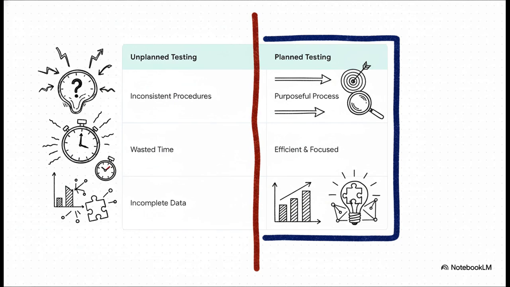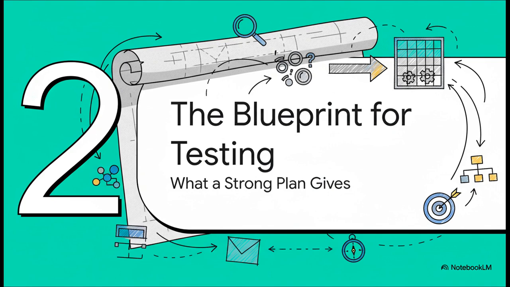And this slide really shows you the difference. On one side, you've got the unplanned mess. You get inconsistent results every time, you waste so much time, and the data you get back is, well, pretty much useless. But look at the other side. When you have a plan, that chaos turns into a purposeful, efficient process, and that is where you get real, meaningful insights. So how do we get from the messy side to the organized side? How do we make that leap?